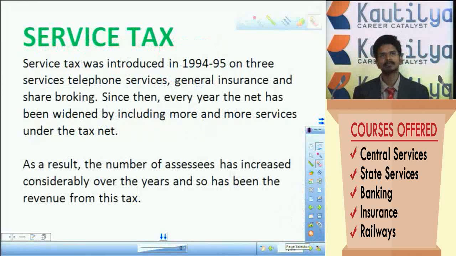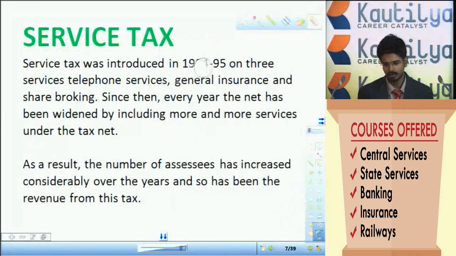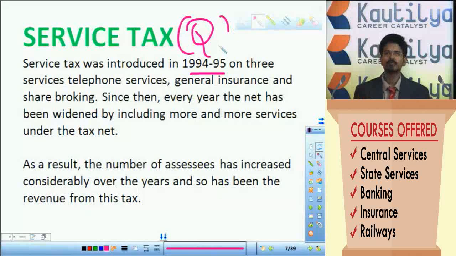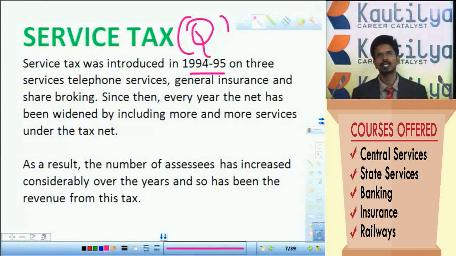Service tax. Service tax was introduced in the year 1994 on 3 services in India. So you can expect a question, when was service tax introduced in India? The examiner will give you 4 options, and among them the year 1994 to 95 is the right option which you have to choose in your objective examination.